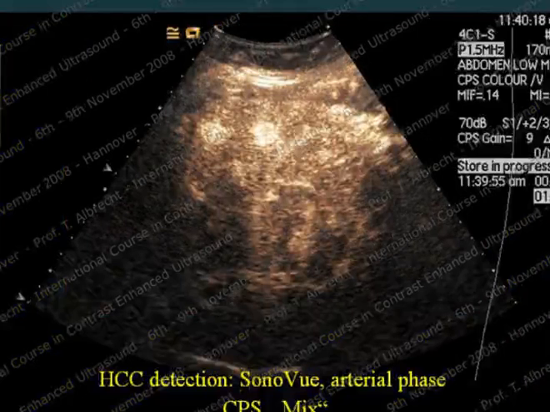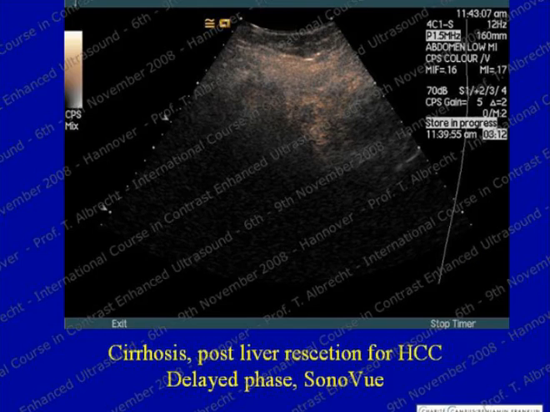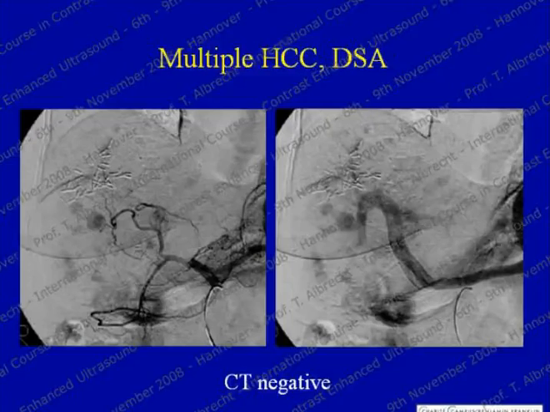Here is the delayed phase of the same patient. And I'm sure you will agree with me that there are some lesions here, but there are fewer than on the arterial scan, and they're less obvious. Here is one, there is one. So there are a few. And this is the corresponding angiogram which was performed prior to the chemotherapy or chemoperfusion that this patient had, and I think it quite nicely shows all these multiple hypervascular lesions.